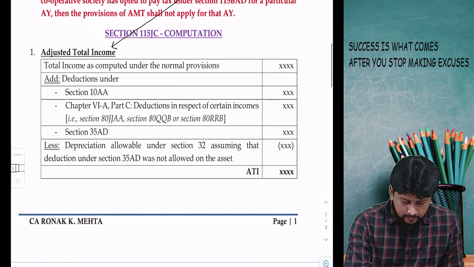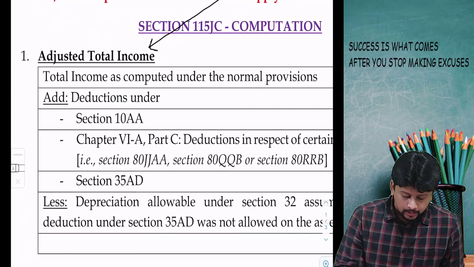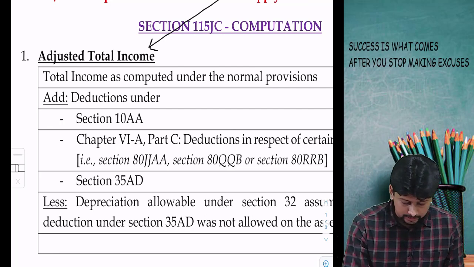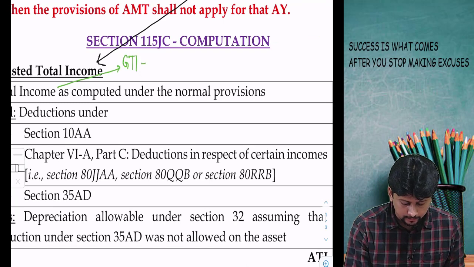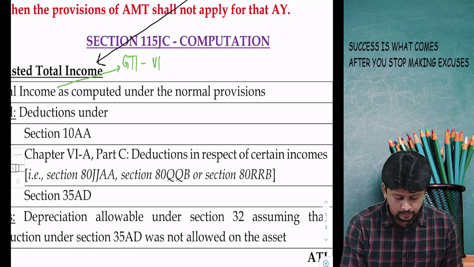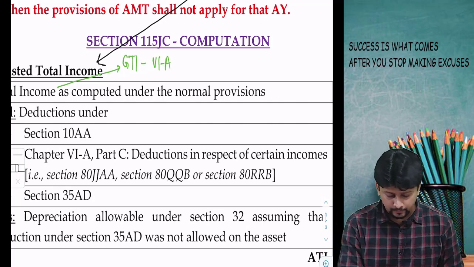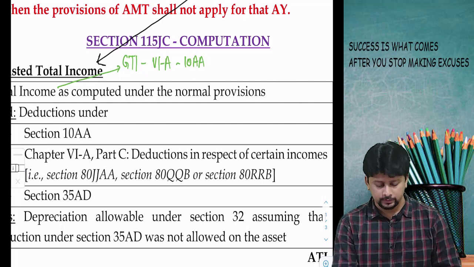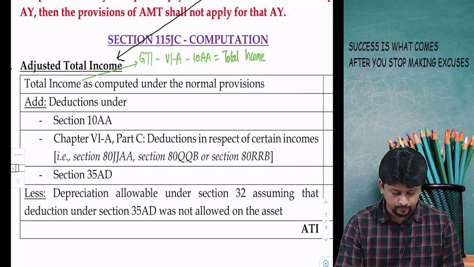You start with your total income. Now please pay attention to this computation. You start with your total income computed under the normal provisions. What do I mean by this? Gross total income minus deductions under Chapter 6A, all types of deductions you will subtract, minus deduction under section 10AA. This is your total income. You start with this amount.